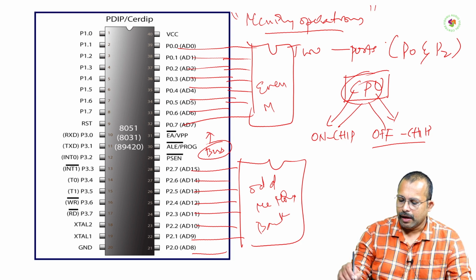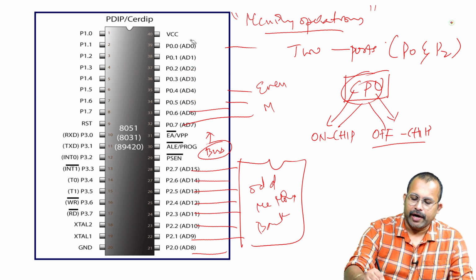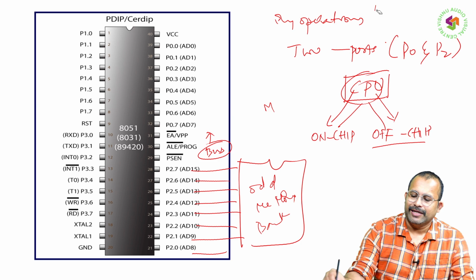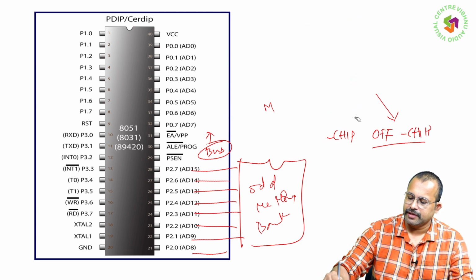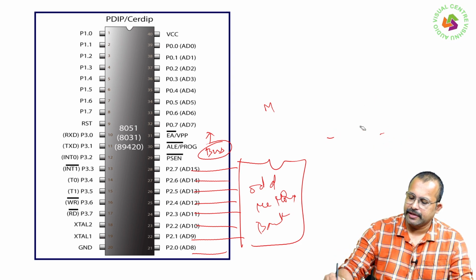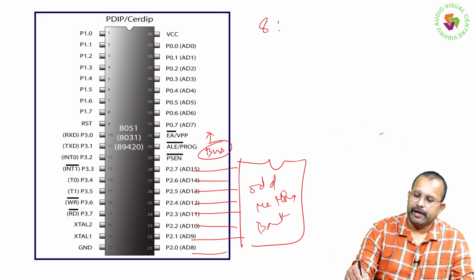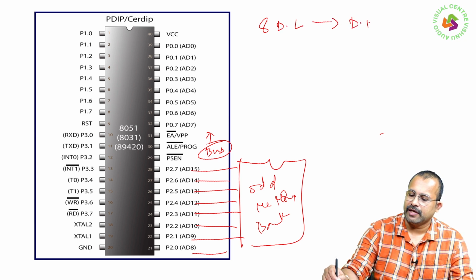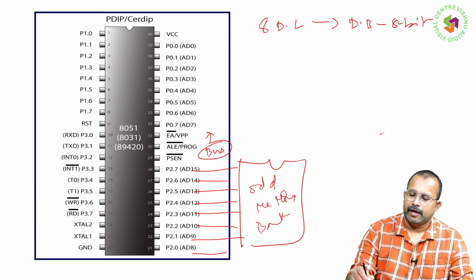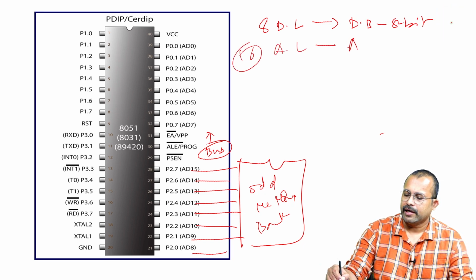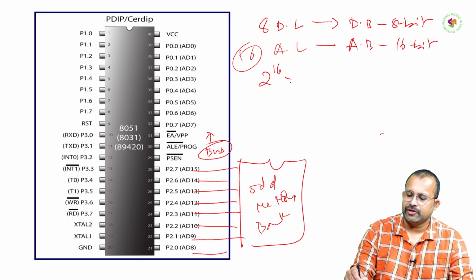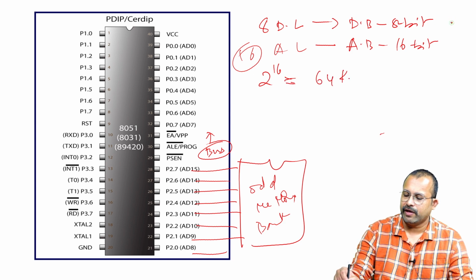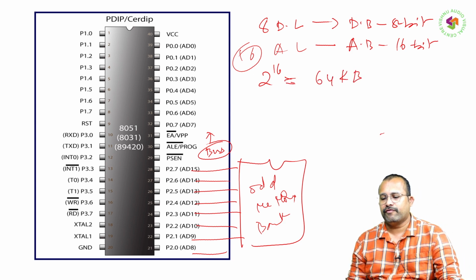As you already know, the 8051 microcontroller data bus is 8 bits in size. That means 8 data lines are there. And address lines are 16. Addressing capability is 2 power 16. That is the maximum memory we can externally connect is 64 kilobytes.